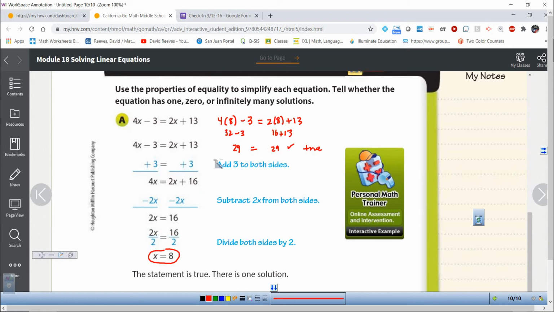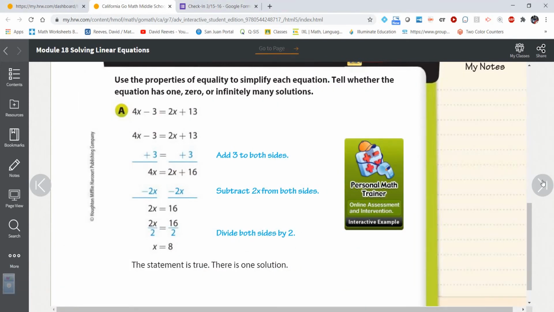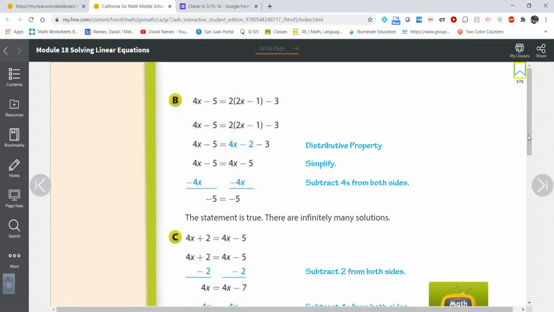So 29 equals 29, which is, again, a true equation. So we found the value of the variable that made the equation true, and that's the only thing that will ever make it true. If I put any number other than 8 in for x, the left side and the right side will not be equal. So again, that's what we're used to having happen. But let's take a look at a different type of problem right here.